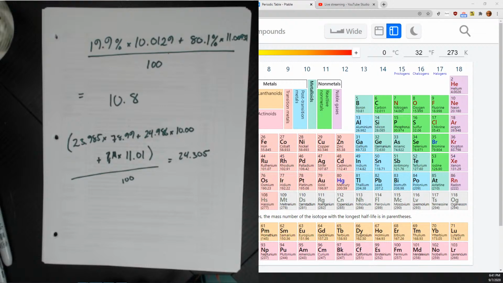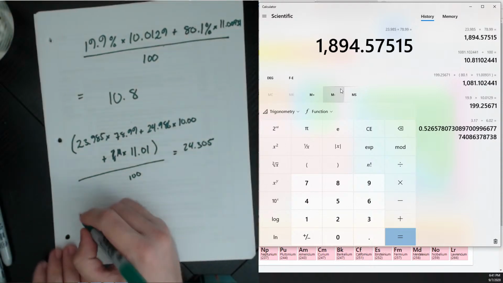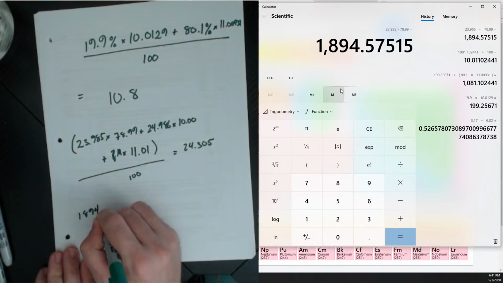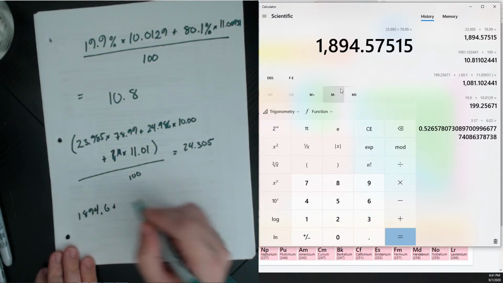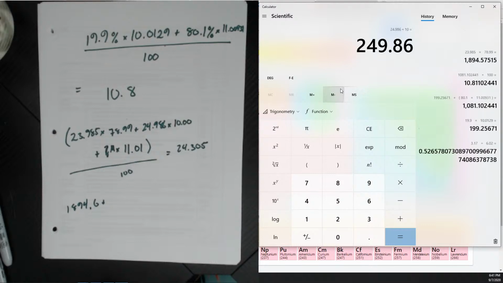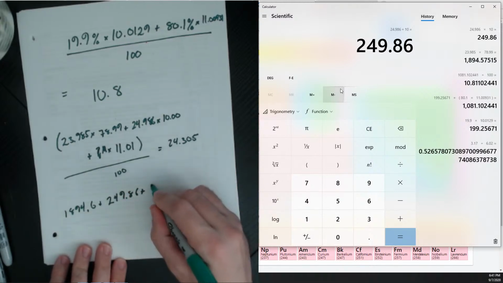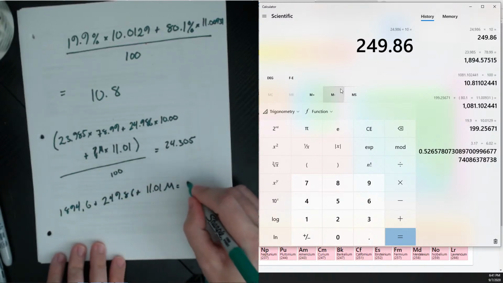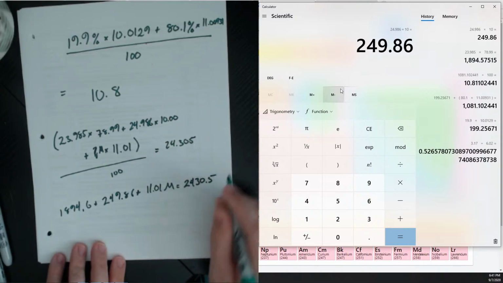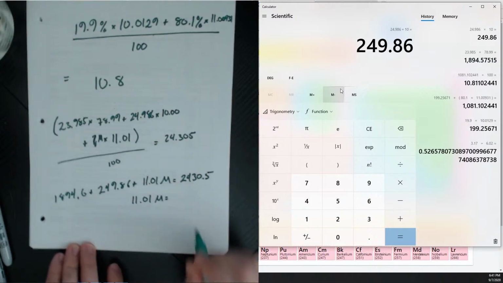Just to try and save a bit of paper and writing because I'm not made of pens. So 23.985 times 78.99, 1894.6 plus 24.986 times 10. Oh, well. 249.86 plus 11.01 M is equal to 2430.5.